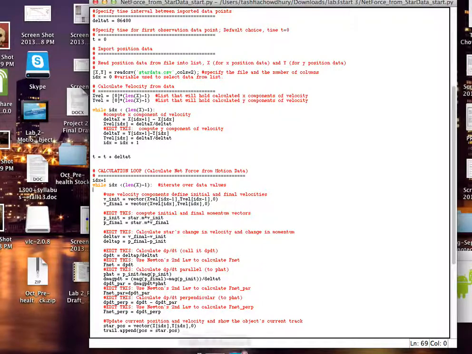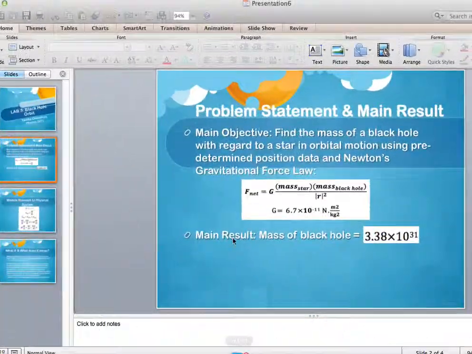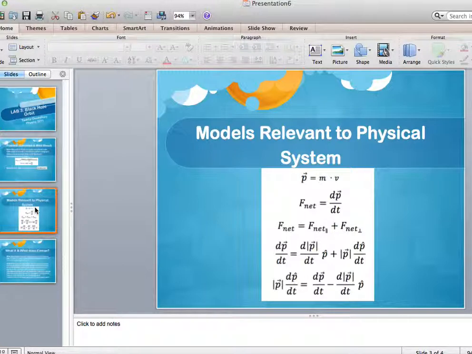Okay, now to explain some physics models relating to this lab. The net force on an object in curvilinear motion can be broken down into parallel and perpendicular components. And so dp/dt is defined as delta p over delta t, which is shown here in the formula. And F net is equal to dp/dt. Then dp/dt parallel is calculated.